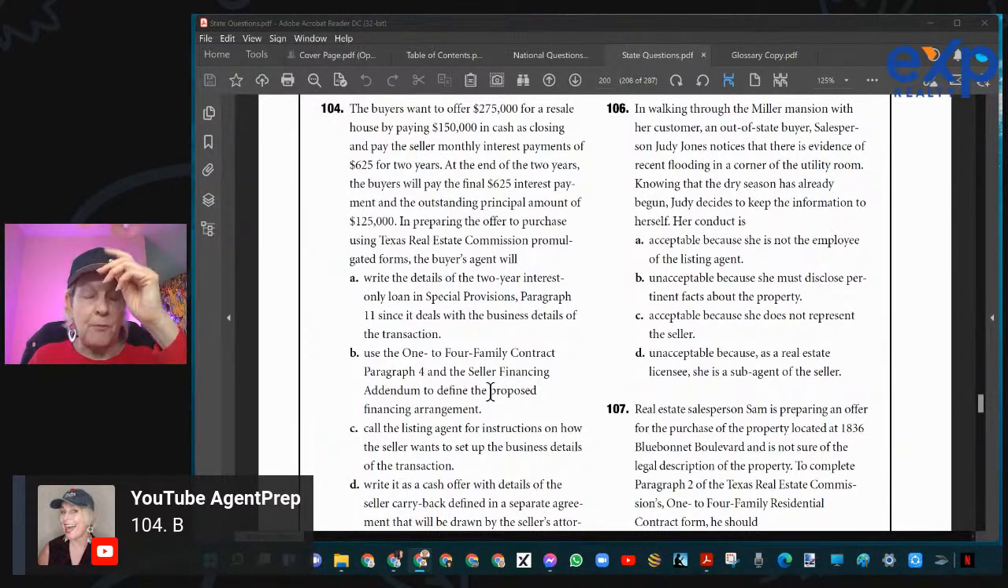Lead-based paint is not promulgated by the Real Estate Commission. That is a federal form. So that's the one that is not promulgated. Okay, so the answer was 104B, the 1 to 4 family contract and the seller financing addendum, because it's not a 100% cash offer. And the buyer is paying interest only. Why? So that they can have a low payment and then pay off the balance in 2 years. All right, number 105.